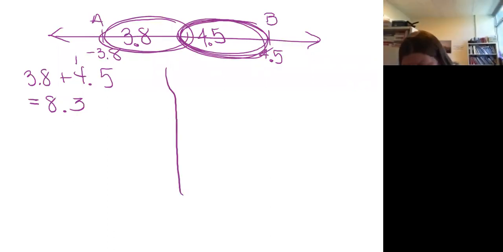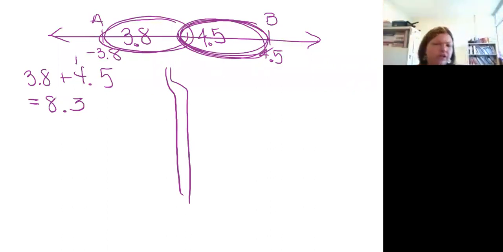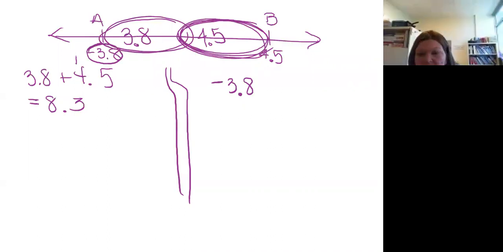Now let's look at it. You say, Kate, you told me that I can always find the difference between two numbers by subtracting and taking the absolute value. Okay. So I'm going to show you that I could have done it the other way as well. I could have taken these two numbers. Now, what are these two numbers? The first number that I see is negative 3.8. Are you cool with that? The second number that I see is 4.5.